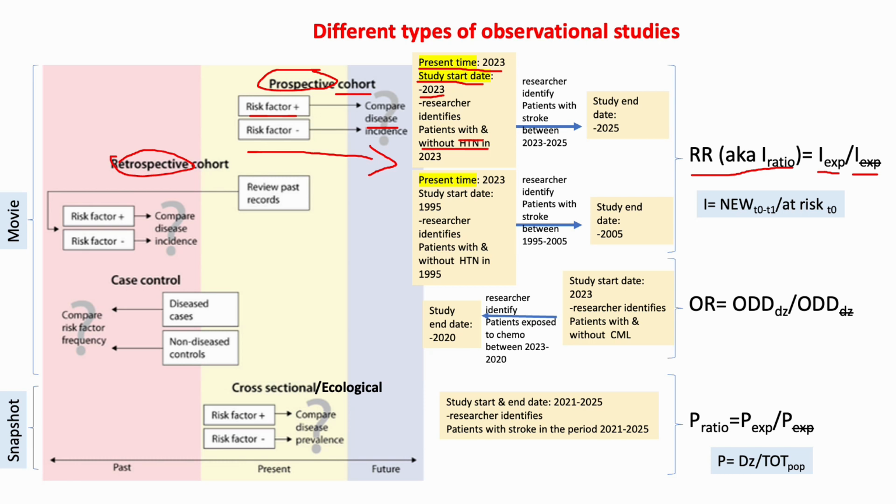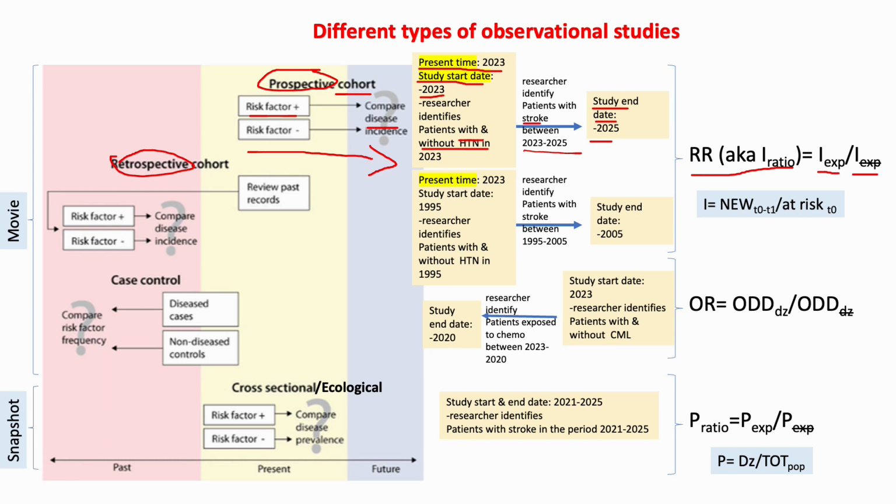And so then he follows this patient a long time and he sets a study end date of 2025. So basically he will follow the patients for another 2 years, and the researcher will identify which one of these patients will develop a stroke in the period between 2023 and 2025.